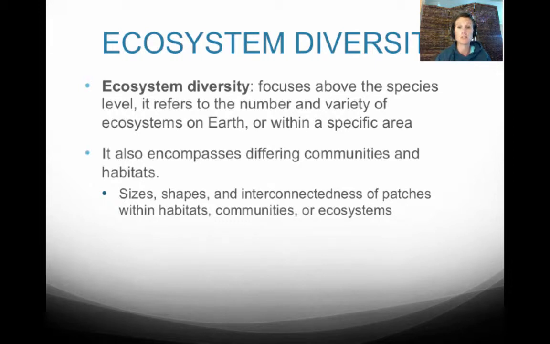Okay, finally we have ecosystem diversity. This one you don't really see too much in studies, because most of the time if you're talking ecosystem diversity, you're going to be talking at a fairly large scale. Continents, the world. Not always, though, as we learned, an ecosystem can be the size of a drop of pond water. So it really depends on where you're looking. But it basically encompasses the differing communities, habitats, takes into account shapes, sizes, how they're connected, all that. So this is looking at the number of different kinds of ecosystems.